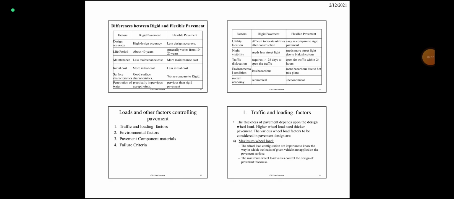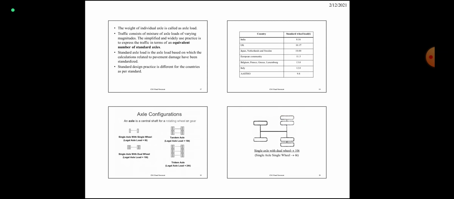maximum wheel load and wheel load configuration. The wheel load configuration is important to know the way in which the loads of a given vehicle are applied on the pavement surface. The maximum wheel load values control the design of pavement thickness.